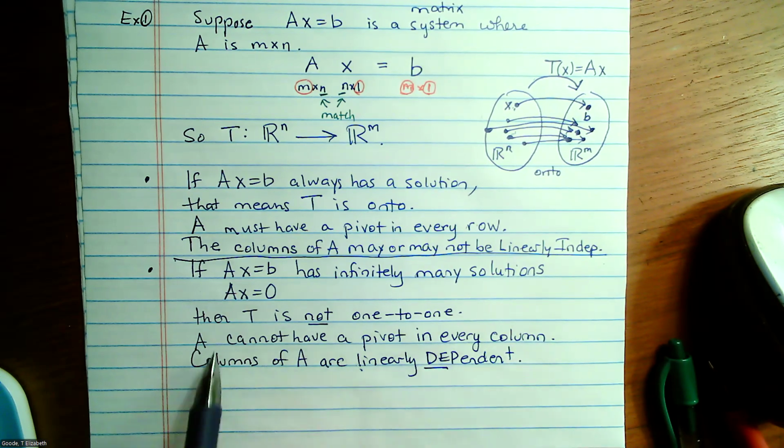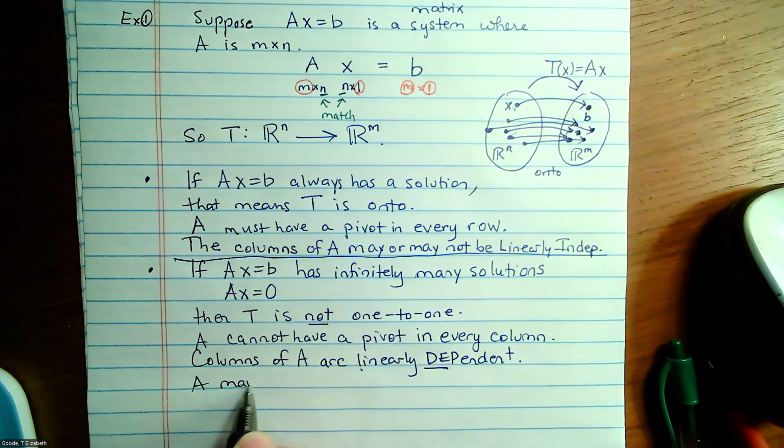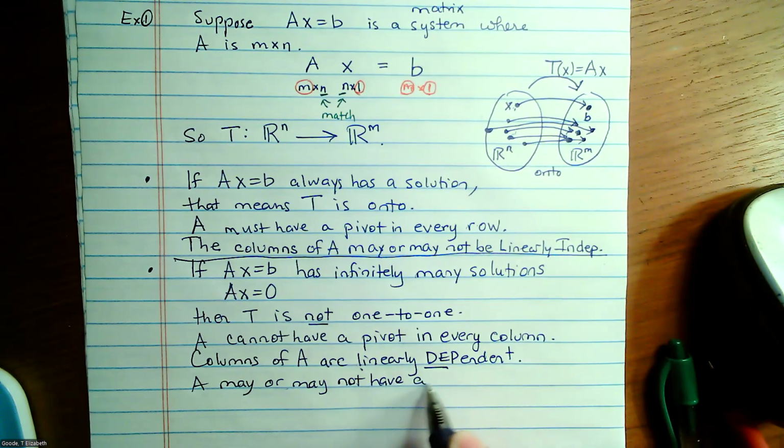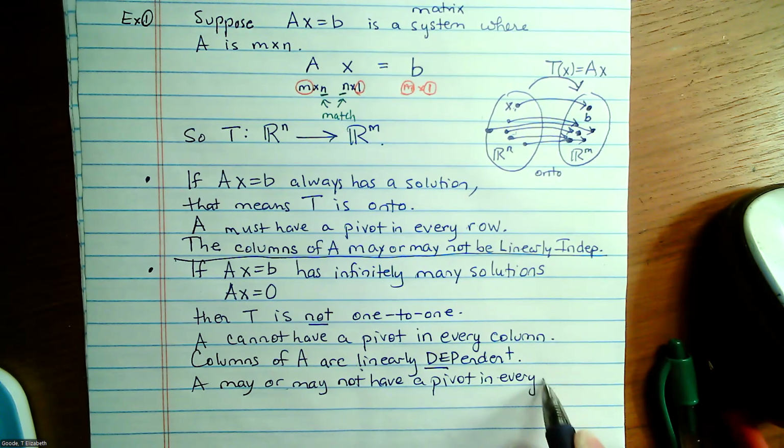So here, kind of similarly, let's say we know the columns of A are linearly dependent. Well, depending upon the size of A, A may or may not have a pivot in every row. It just depends upon A. See what I mean?